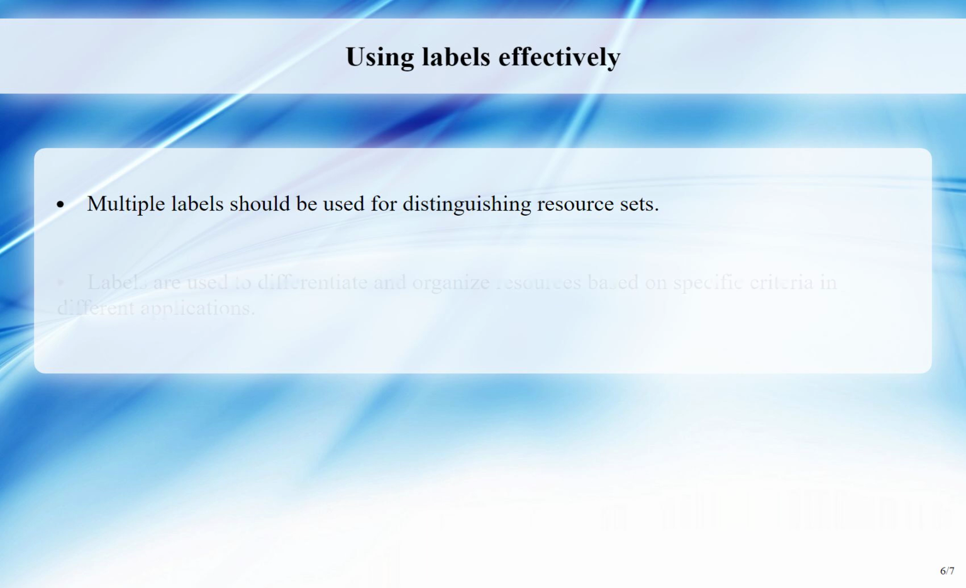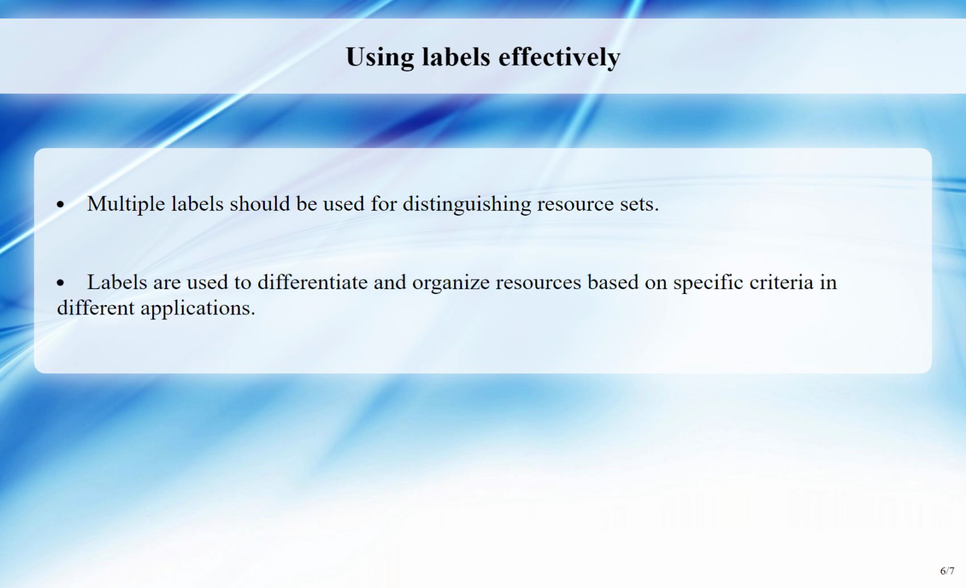Using labels effectively. Using a single label for resources may not always be the best practice. In scenarios where resource sets need to be distinguished, multiple labels should be applied. For example, different applications may require different values for the app label, while a multi-tier application like the guestbook example would need to differentiate each tier with labels like tier and role. Labels allow for organizing resources along specified dimensions.